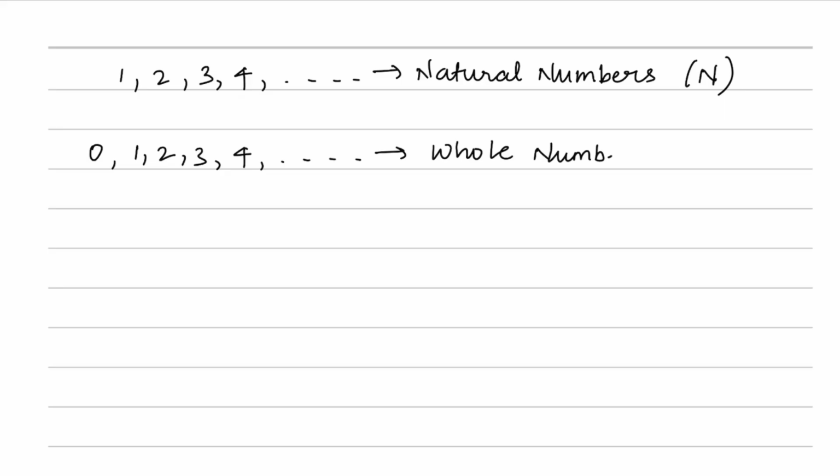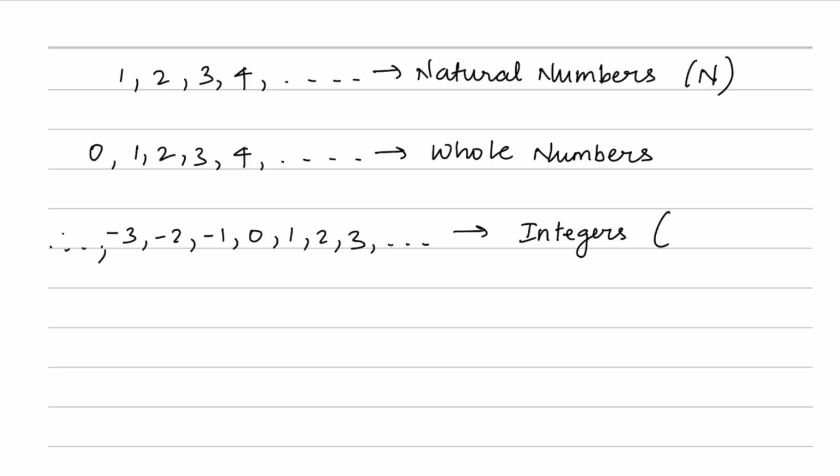Now next, mathematicians thought that since there are positive numbers, there are going to be negative numbers as well. So we have -3, -2, -1, 0, 1, 2, 3, and so on, on both sides. These are going to be called integers. And we're going to represent this by the letter Z.